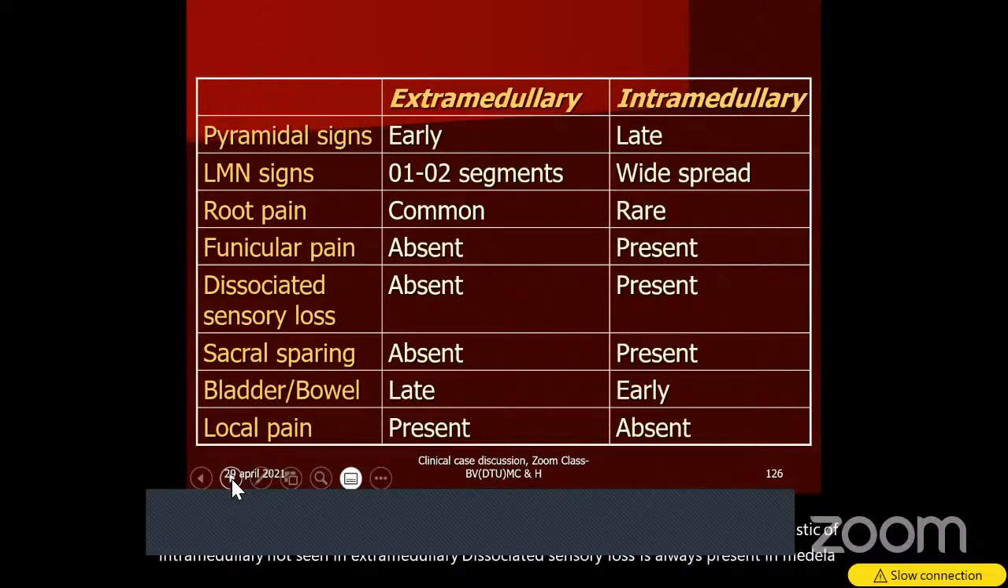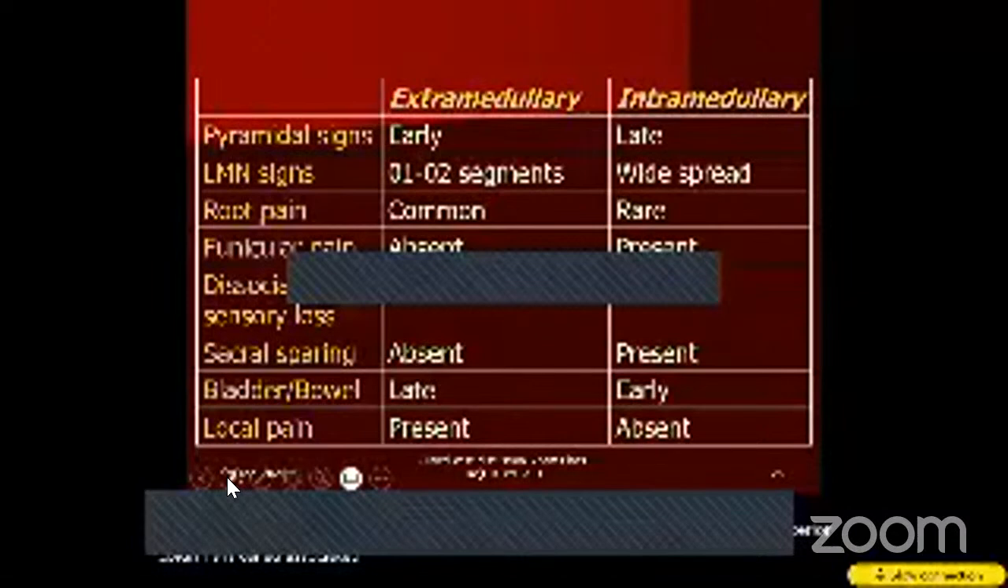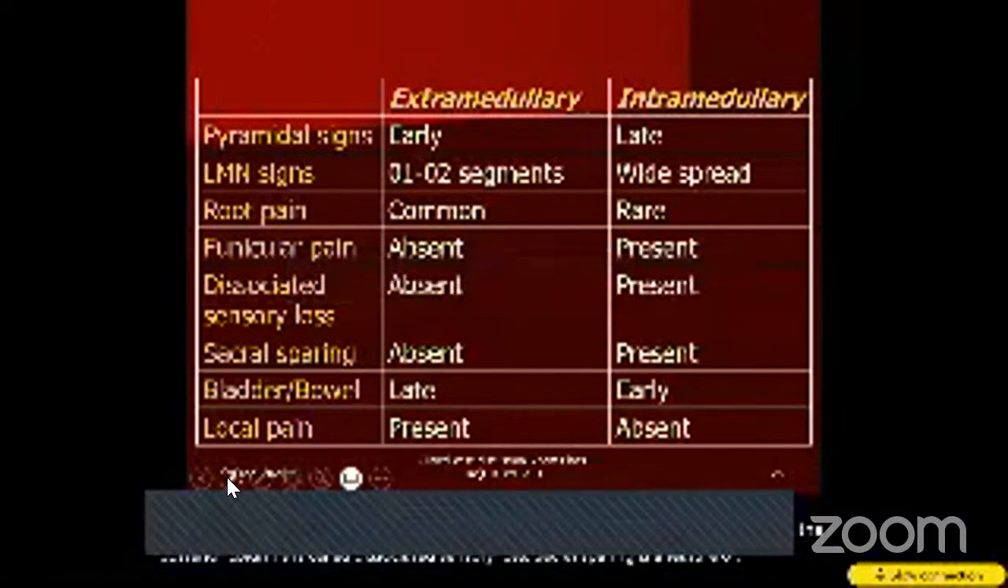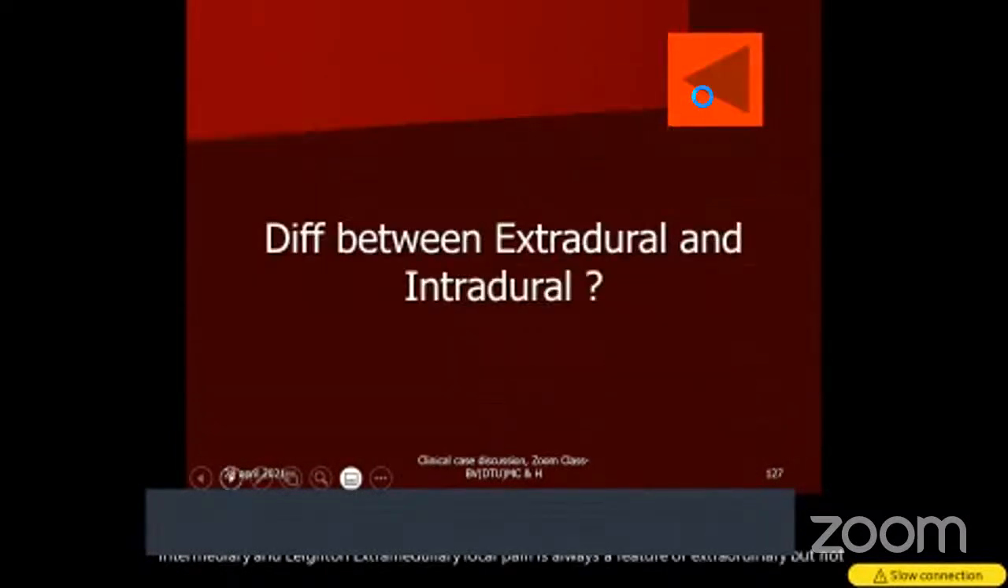Sacral sparing is a feature of intramedullary, but it's absent in extramedullary. Bladder bowel dysfunction is very early in intramedullary and late in extramedullary. Local pain is always a feature of extramedullary, but not intramedullary. These are the main differences. Okay. So these are the differences between the extramedullary and intramedullary.